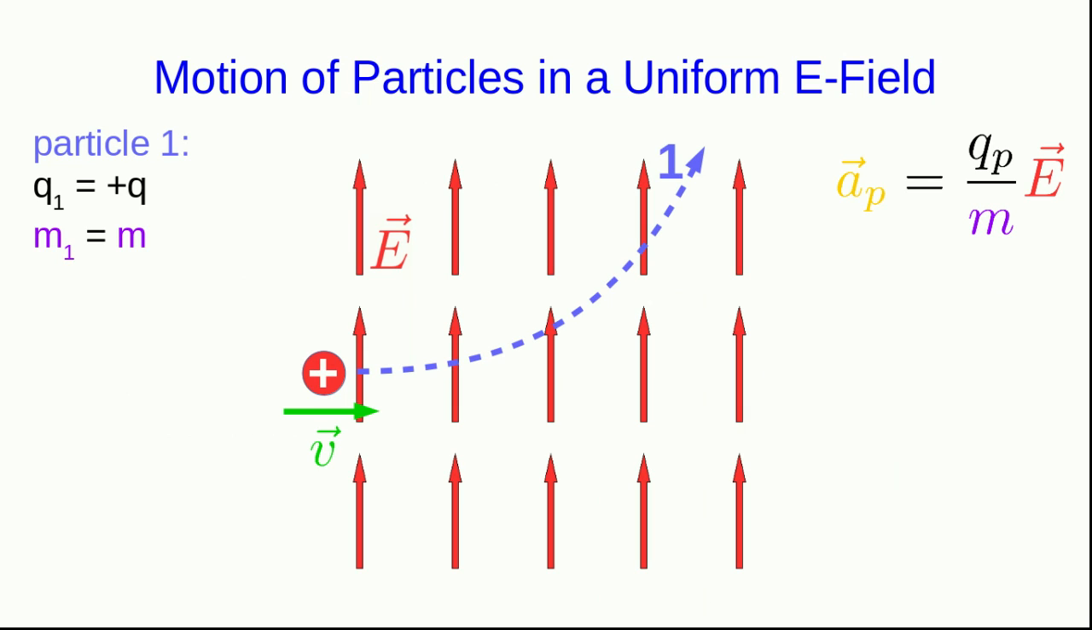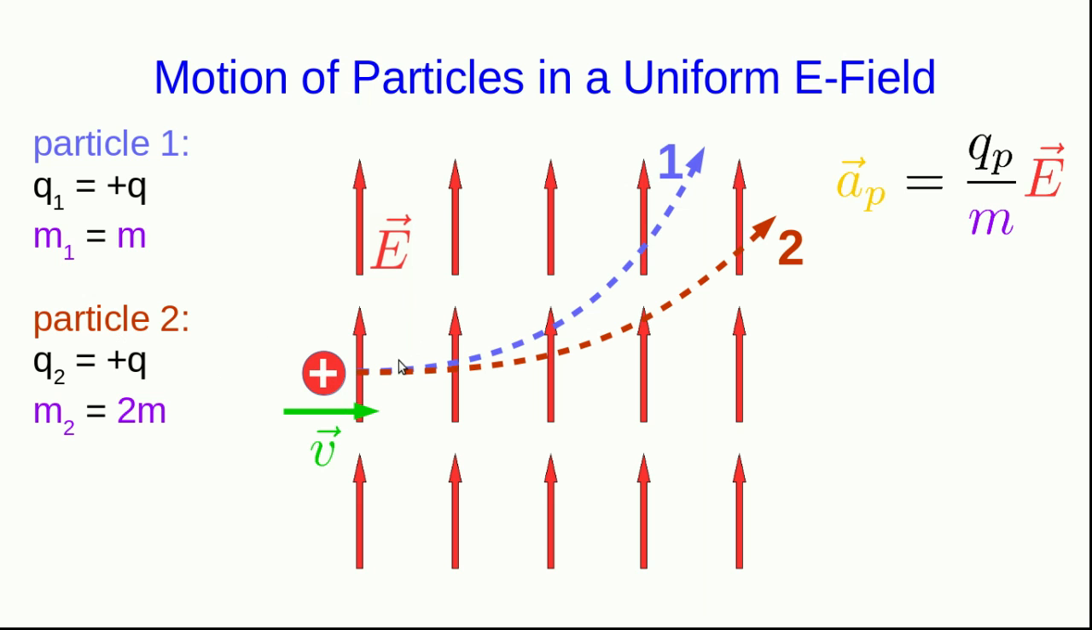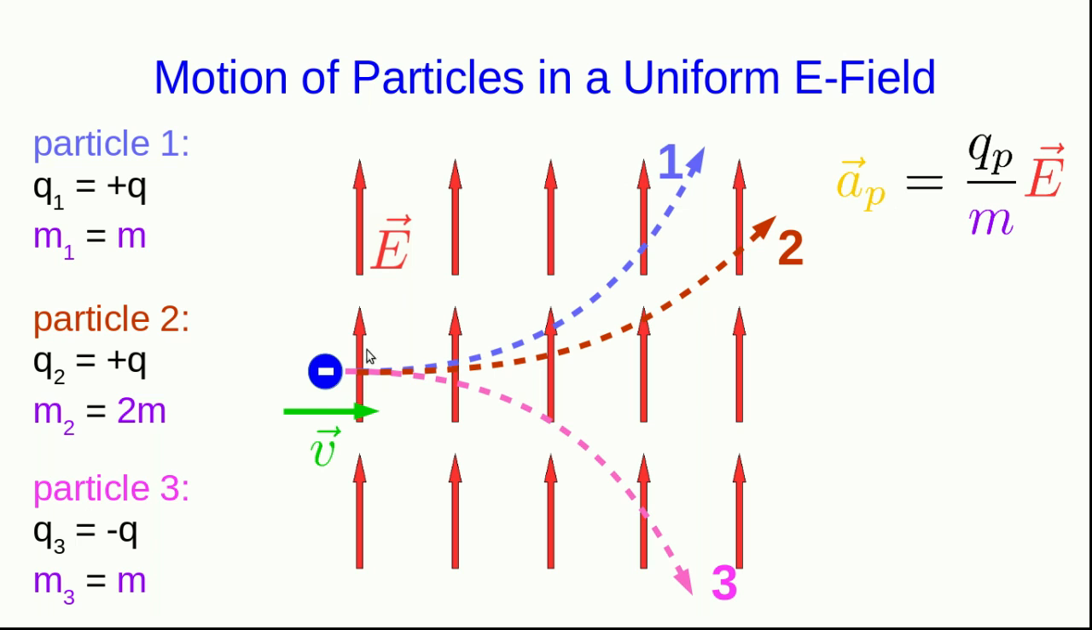So if we had a particle that enters a region of uniform E field with some velocity v, its path would curve. If it's a positively charged particle, then its path will curve in the direction of the E field. If we have another particle carrying the same charge, but with 2 times the inertia, its path is also going to curve in the direction of the field. However, because of that larger inertia, it's going to have a smaller acceleration, and so its path will be less curved. And finally, a negatively charged particle is going to have a path that curves in the opposite direction.